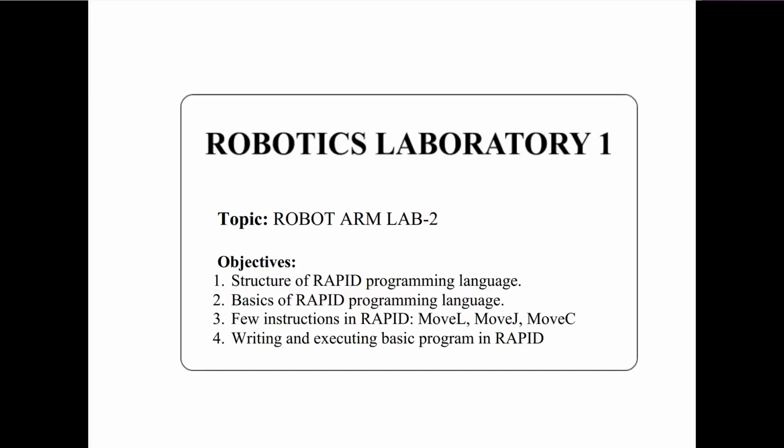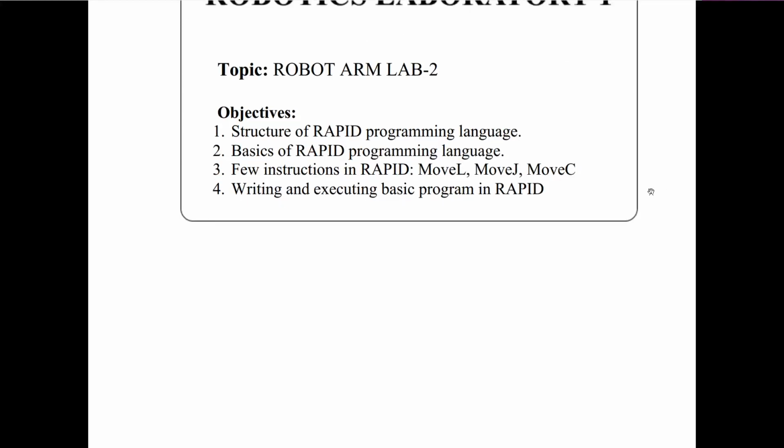Hello everyone. This week in Robotics Lab 1, we will go through the basics of the RAPID programming language. The RAPID programming language is the programming language developed by ABB for their robots. So we will see what its structure is like, and we will learn about the basics of RAPID, and then we will use the teach pendant to write the program using RAPID and move the robot. So let's start.